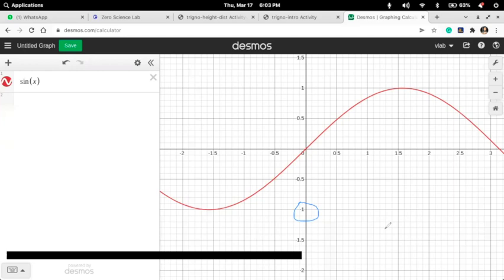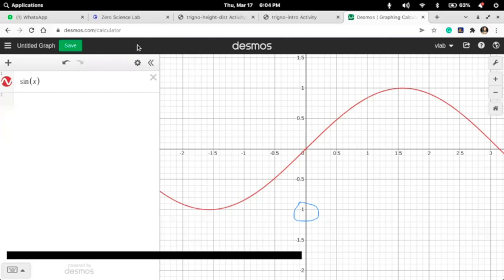How much is it? Yes, sir. +1 is the maximum, -1 is the minimum. It can't go beyond -1 or +1. The sine value cannot go beyond +1 or less than -1. It will always be between -1 and +1.